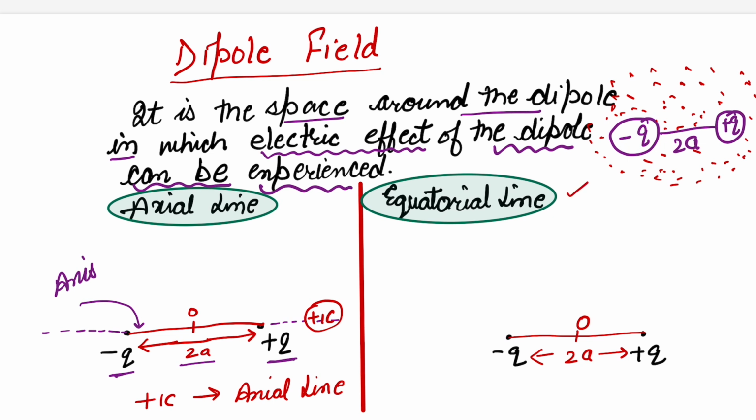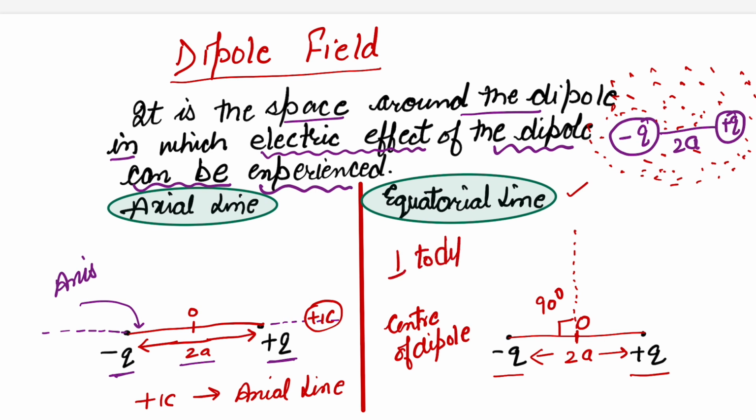Another line is the equatorial line. The equatorial line is a line which is perpendicular to the dipole axis. It makes an angle of 90 degrees to the dipole axis, and this line passes through the center of the dipole. It has two conditions. First, it is perpendicular to the dipole axis. Second, it passes through the center of the dipole.